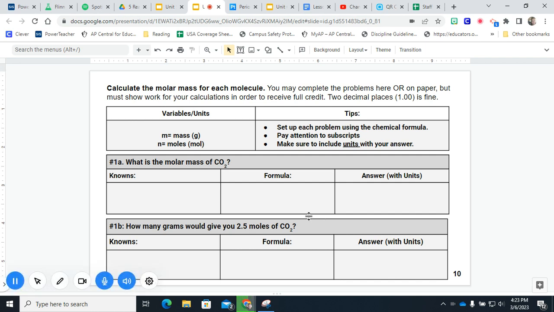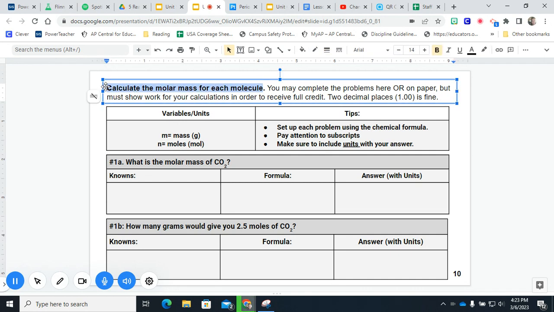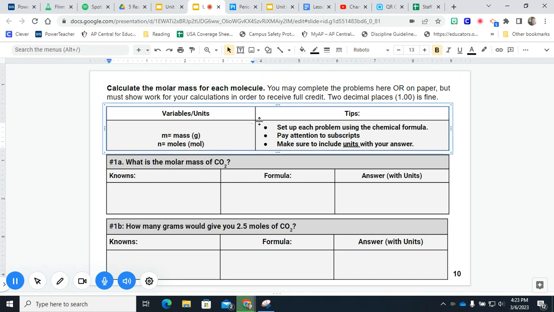So in this section, we're going to review calculating molar mass, and then we're going to use the molar mass to calculate either the mass or the number of moles of a specific substance. So in the first example, it asks, what is the molar mass of carbon dioxide?